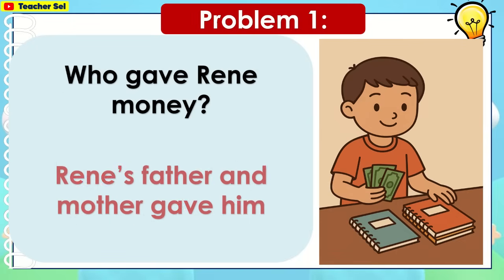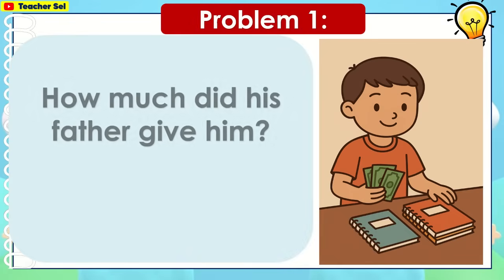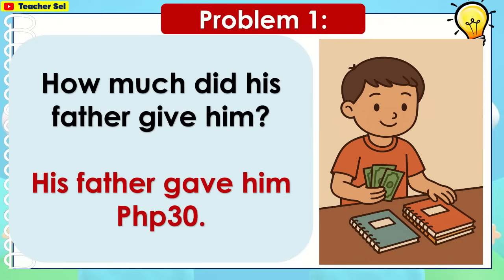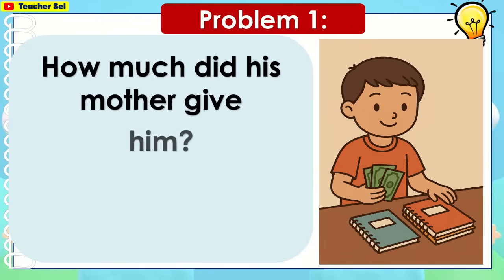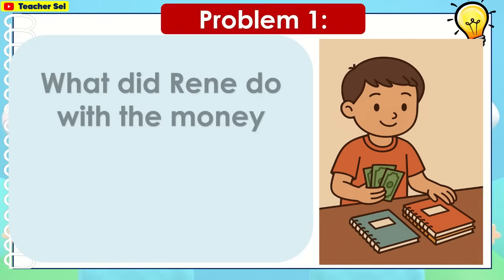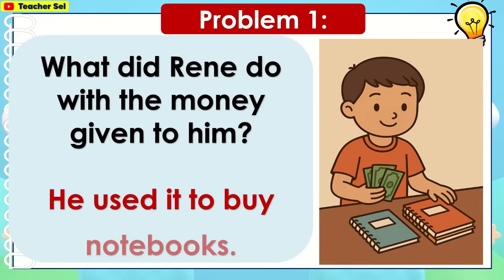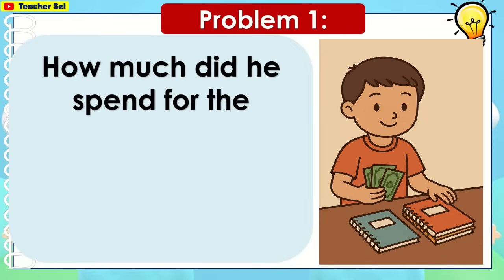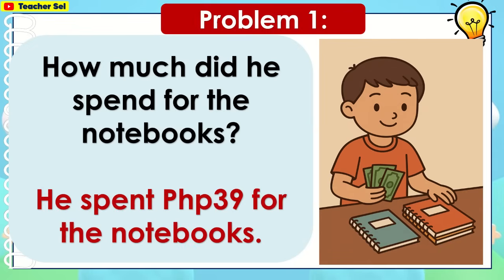Who gave Rene money? Rene's father and mother gave him money. How much did his father give him? His father gave him 30 pesos. How much did his mother give him? His mother gave him 20 pesos. What did Rene do with the money given to him? He used it to buy notebooks. How much did he spend for the notebooks? He spent 39 pesos for the notebooks.